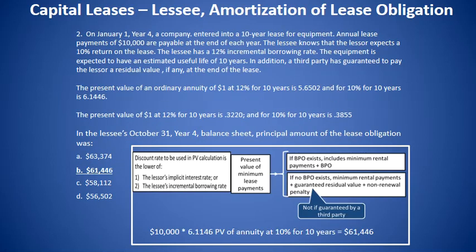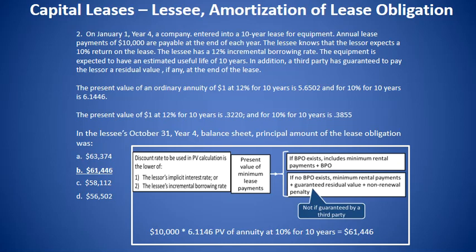Okay, number 2, the question again: in the lessee's October 31st balance sheet, the principal amount of the lease obligation was. Now, first of all, you need to think about the fact that we entered into the lease on January 1st of year 4, and the first time we're going to make a payment on the lease will be at the end of year 4, December 31st. So nothing has happened regarding the lease balance as of October 31st, year 4.